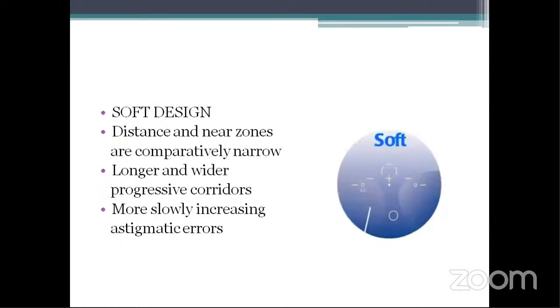Next, when we talk about soft lenses, they are quite opposite to hard lenses. In the soft design, the distance and near zones are comparatively narrow, whereas in the hard design, the distance and near portions were wider. The corridor is longer and wider, whereas in hard design it was narrower. And here there is a slow increase in the astigmatic error, whereas in the hard design the astigmatic error increased like a peak. There was a rapid increase, whereas in soft design, it is increasing more slowly.